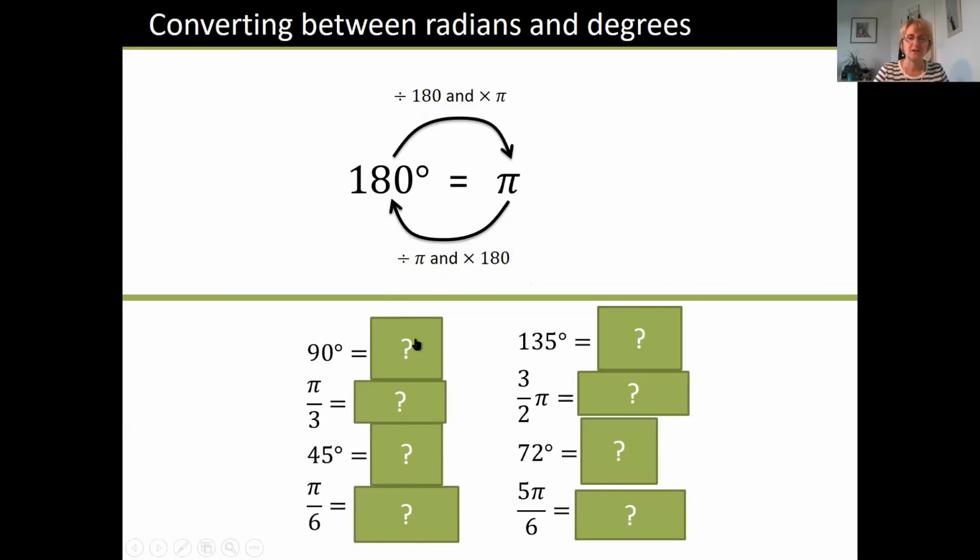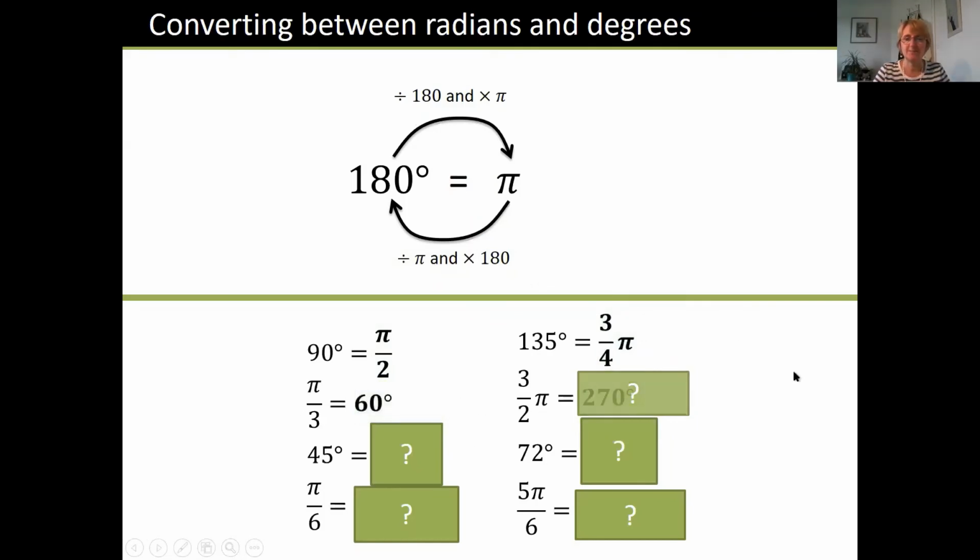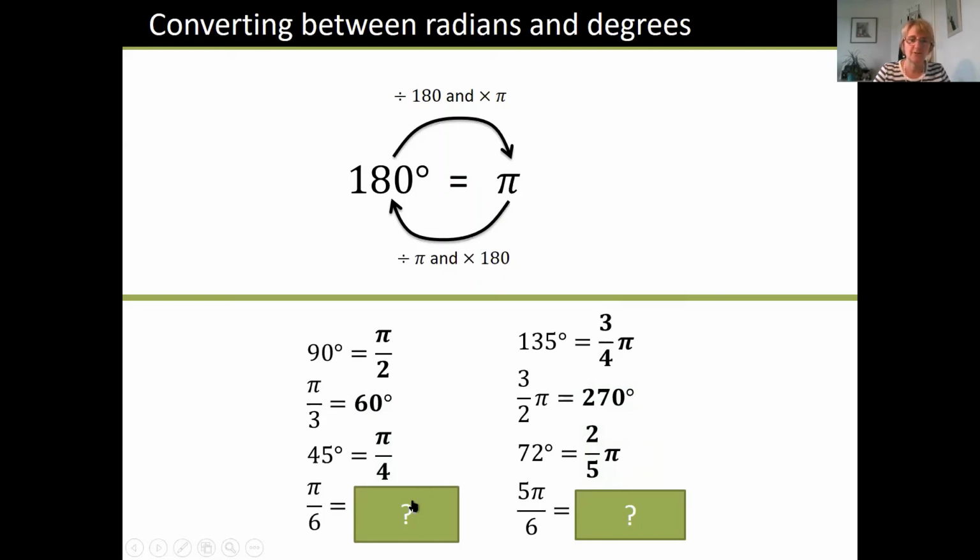Okay, so you should have done those by now. 90 degrees then, you should have worked out that's pi over 2. That came up earlier. 135 is 3/4 pi. Pi over 3 turns out to be 60 degrees. 3 over 2 pi is 270. 45 degrees, you should be able to get that directly from this. It's just half of that, so it must be pi over 4. 72 degrees is 2/5 pi, or 2 pi over 5. Pi over 6, well, that's just half of this, so therefore it must be 30 degrees. And the last one, we did that one earlier, in fact, 150 degrees.